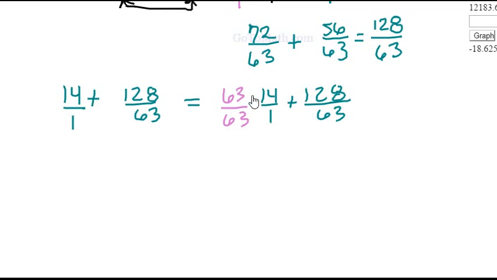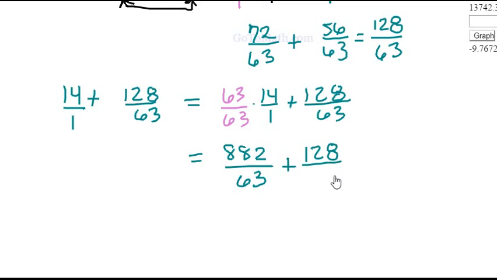And what do we got going on? We've got 63 times 14. Does anybody know what that is? 63 times 14, 882. So we have 882 over 63 plus, of course we're not doing anything to that. And we've got some big nasty numbers here.